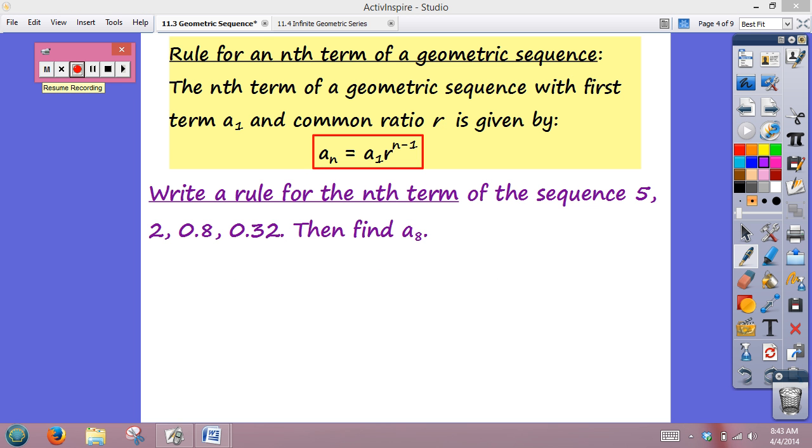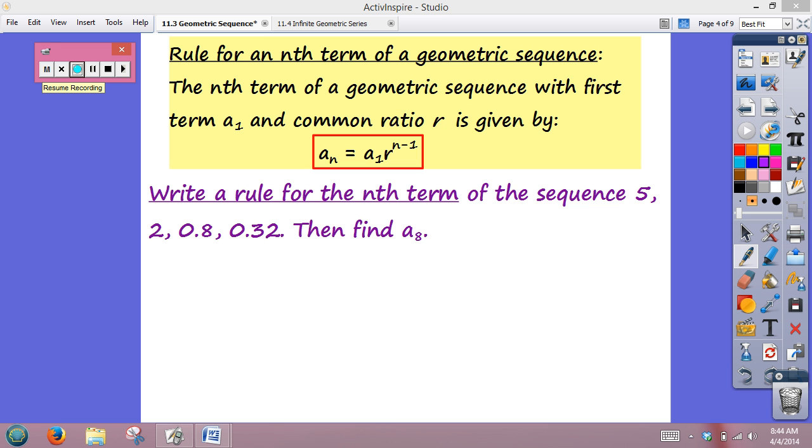Similarly to the arithmetic sequences we did last lesson, we also have a rule for an nth term of a geometric sequence. The nth term of a geometric sequence with the first term, a1, and a common ratio, r, is given by an equals a1 times r to the n minus 1 power. So the example says to write a rule for the nth term of the sequence 5, 2, 0.8, 0.32, and then it's going to ask us to find the term a8.